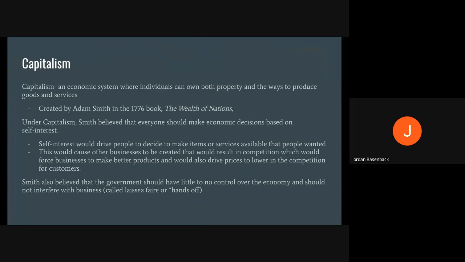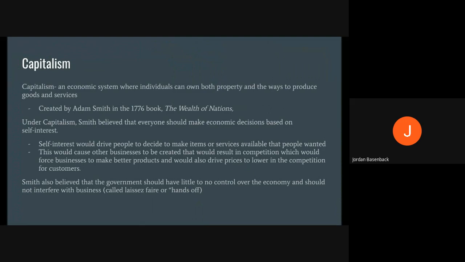So one byproduct of the Industrial Revolution was also the economic system that we use in this country, known as capitalism, and a lot of countries around the world use it at this point. Capitalism is an economic system where individuals can both own property and the ways to produce goods and services. Or, another way to put it, is just owning businesses.